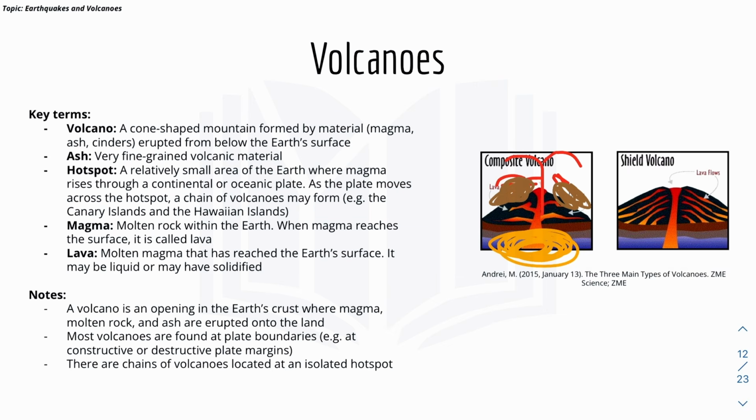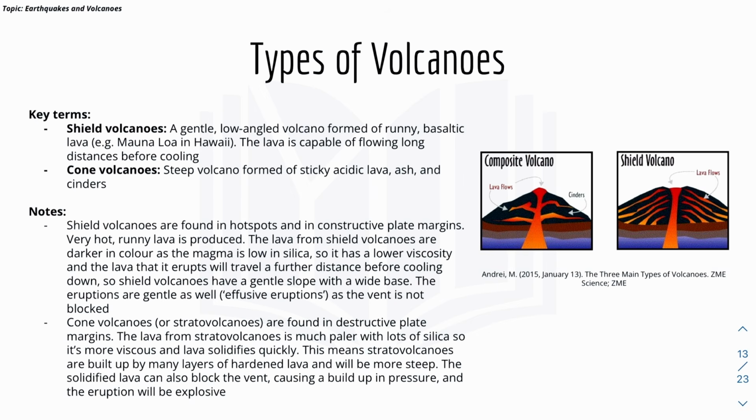And here are some notes. As mentioned just now, a volcano is an opening on the Earth's crust where magma and ash are erupted onto the land, and they are found at plate boundaries, for example at constructive or destructive plate margins. And there are chains of volcanoes located at an isolated hotspot. And here we have the 2 types of volcanoes that we'll focus on in IGCSE geography. We have shield volcano and cone volcano, and they are both quite different.